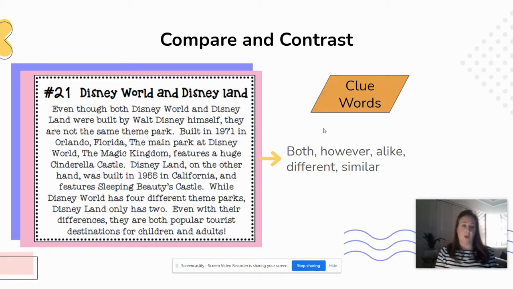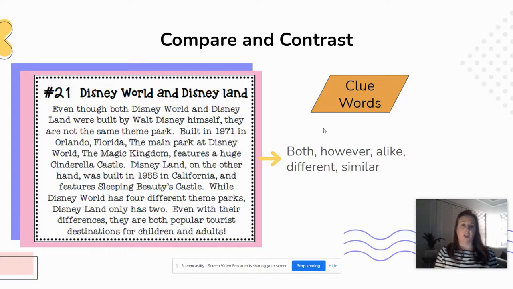Even though both Disney World and Disneyland were built by Walt Disney himself, they are not the same theme park. Built in 1971 in Orlando, Florida, the main park at Disney World, the Magic Kingdom, features a huge Cinderella castle. Disneyland, on the other hand, was built in 1955 in California and features Sleeping Beauty's castle. While Disney World has 4 different theme parks, Disneyland only has 2. Even with their differences, they are both popular tourist destinations for children and adults.